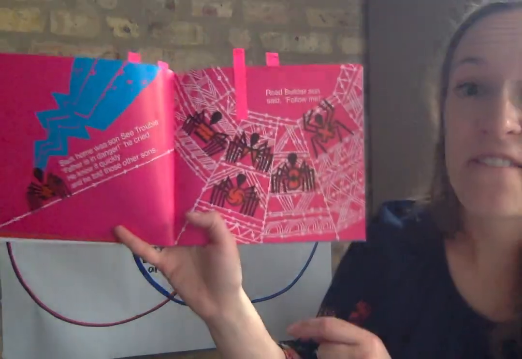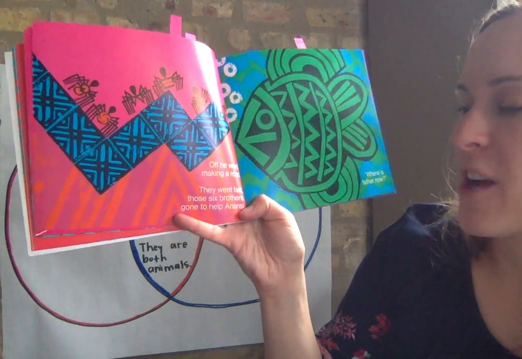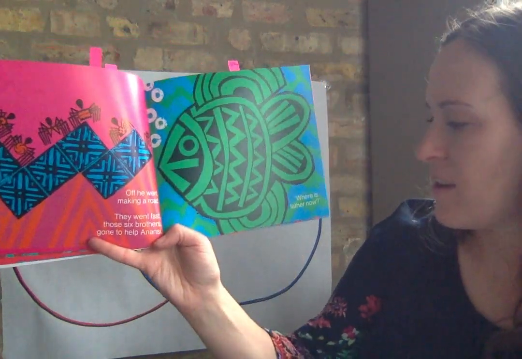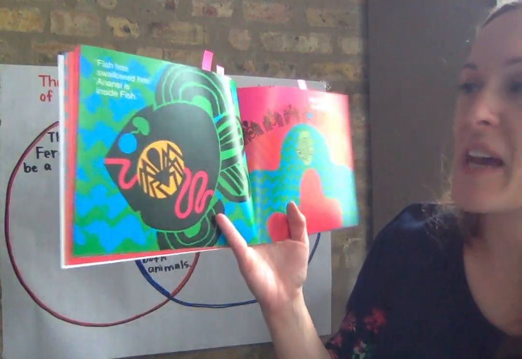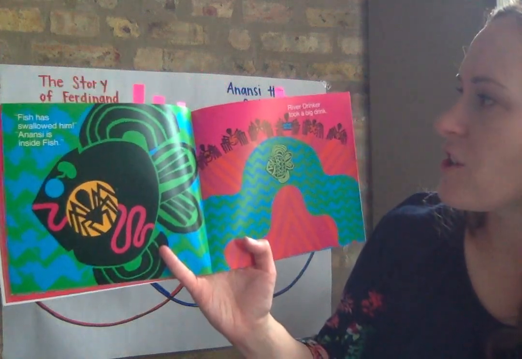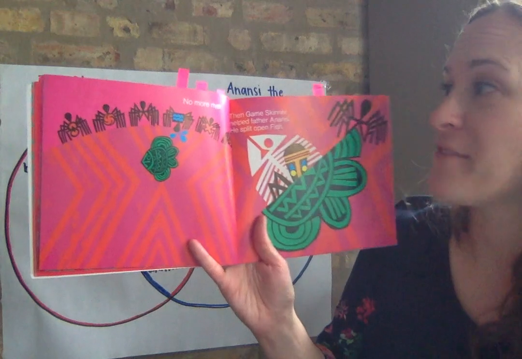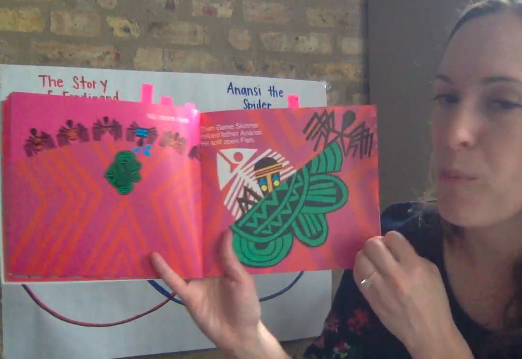Road builder's son said, "Follow me." Off he went, making a road. They went fast, those 6 brothers, gone to help Anansi. Where is father now? Fish has swallowed him. Anansi is inside fish. River drinker took a big drink. No more river. Then game skinner helped Father Anansi. He split open the fish.